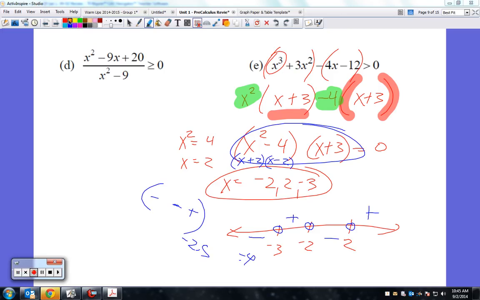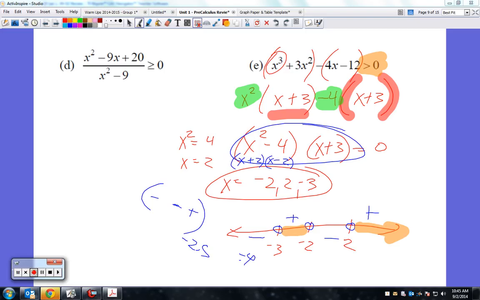What do I want? Greater than 0. So I want here, and I want here. When you see greater than 0, you should be thinking positive. You should read that as values that are positive. Okay? Especially when you're trying to interpret it in the context of what it gives you.